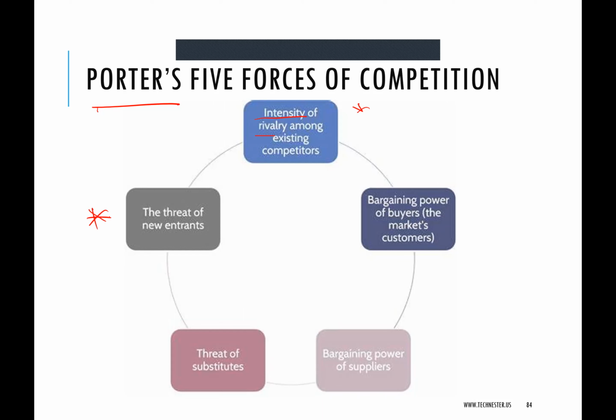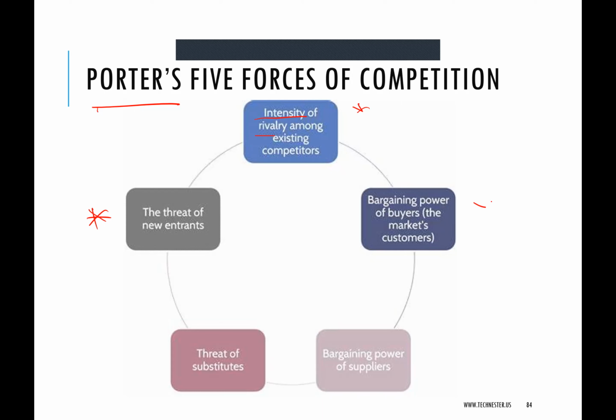So if it's very easy, that means the threat of new entrants is high. So you should be careful about those kinds of businesses. So you use all these factors to assess an enterprise or something you want to do, to figure out if it's worth pursuing or not.